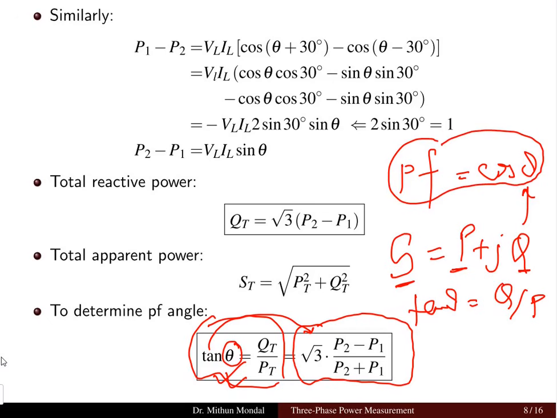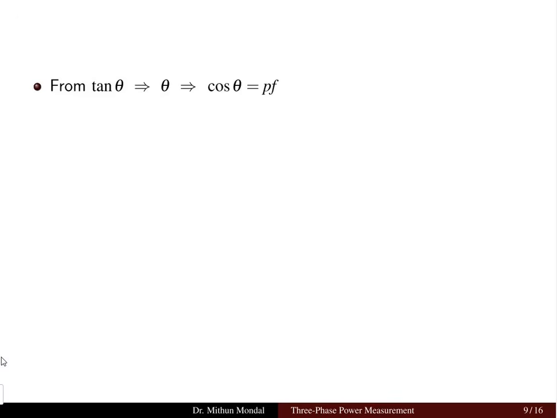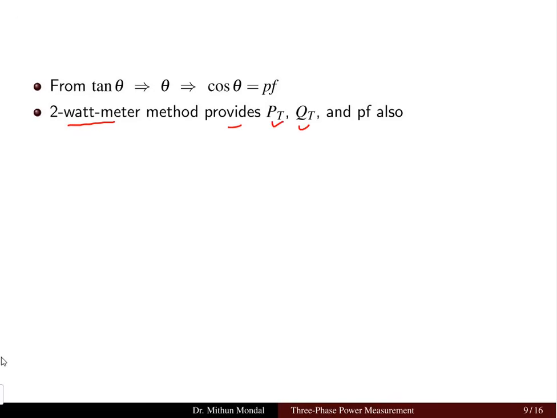So P1 and P2 measurement is sufficient to determine the value of the real power Pt, the reactive power Qt, and the power factor cos theta. So determining tan theta will give me theta, and from theta I can get cos theta, which is equal to the power factor. The two-wattmeter method provides the real power, reactive power, and the power factor also. So it is sufficient using the two-wattmeter method to measure the real power, reactive power, and the power factor.